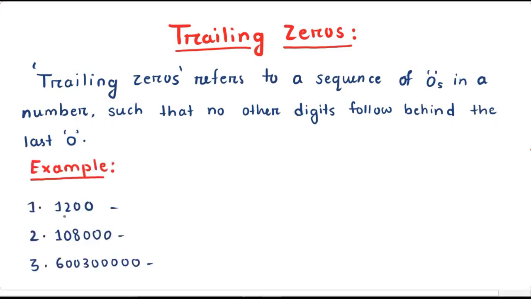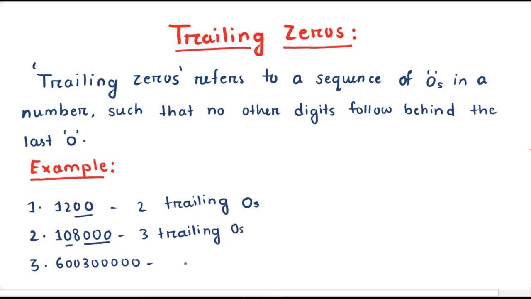In the first example, the number 1200. You can see the number ends with two zeros. You can say there are two trailing zeros for number 1200. Next we have 108,000, which ends with three zeros. The zero between 1 and 8 is not counted because the number 8 follows behind that zero. Hence we can say this number has three trailing zeros.